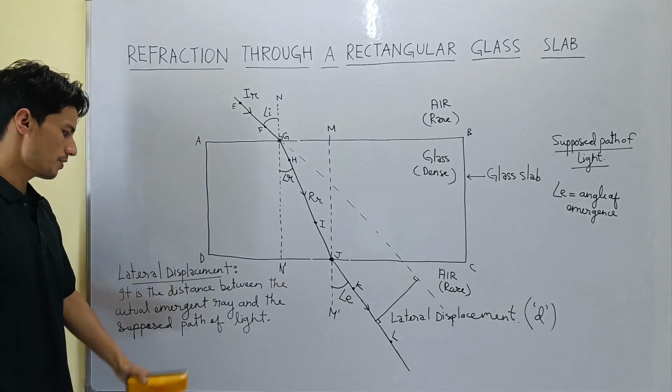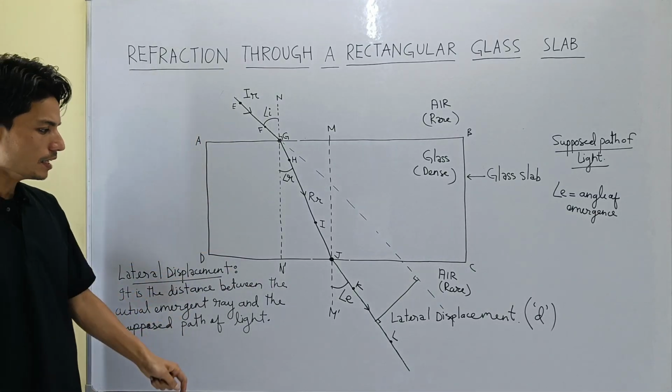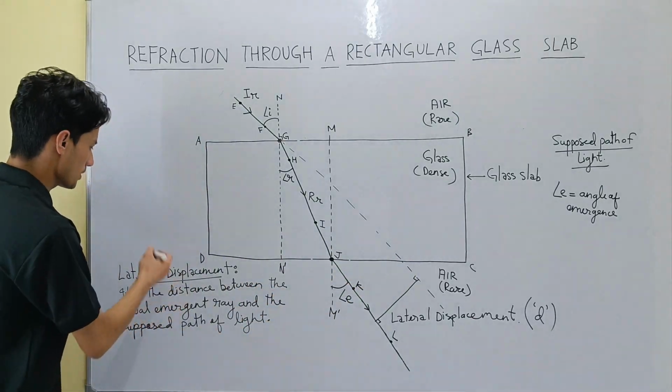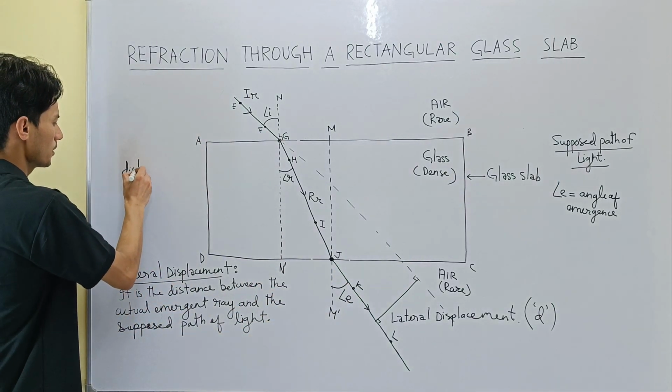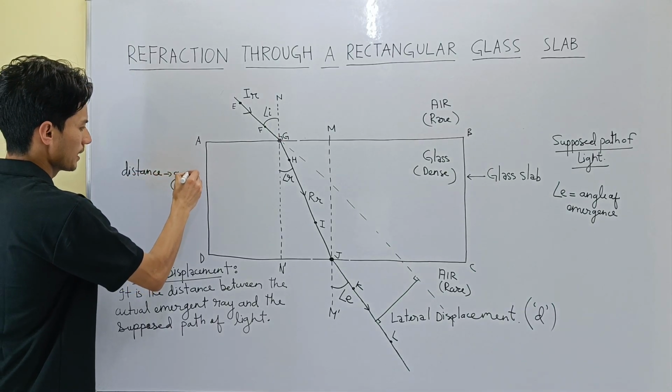The simplest definition that you will ever get. Lateral displacement is nothing but the distance or the gap. You can also call it the gap. Instead of writing distance, you can substitute it with the word gap.